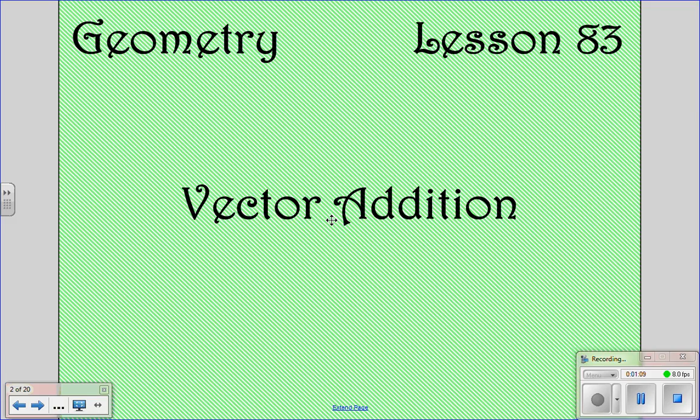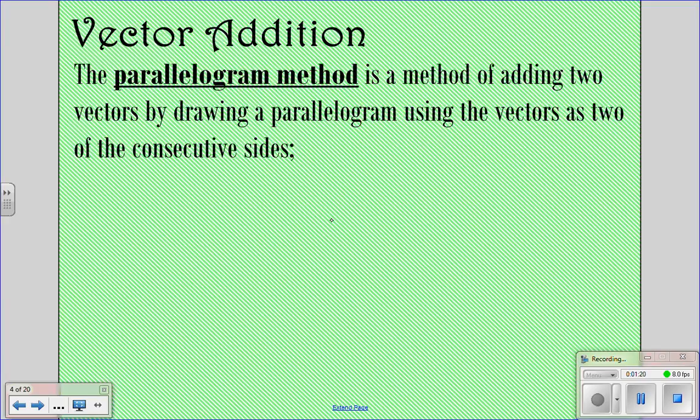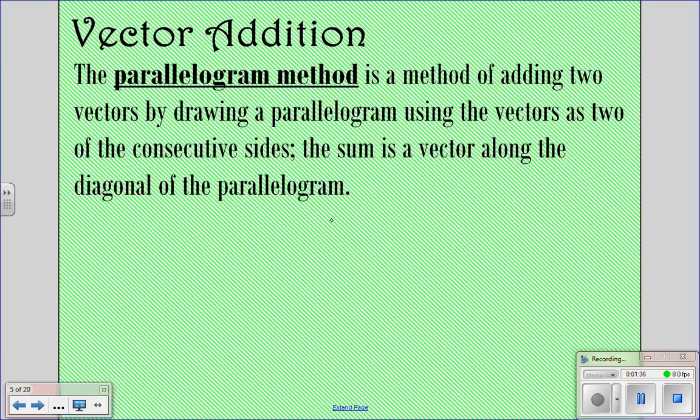Okay, so we are looking at lesson 83 today. We're looking at vector addition. So hopefully after this lesson you'll understand how vector addition works. We're going to look at the parallelogram method first. It's a method where you add 2 vectors by drawing a parallelogram using the vectors as 2 of the consecutive sides. So we're going to take our vectors and we're going to make a parallelogram with the vectors. The sum is going to be the vector that's along the diagonal of the parallelogram. So the sum of the 2 vectors is going to be the diagonal of your parallelogram.